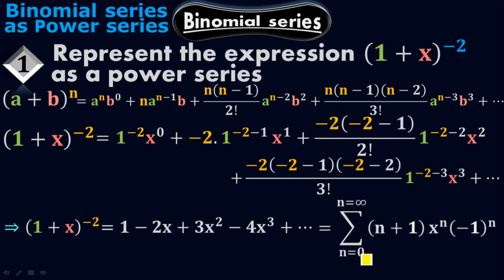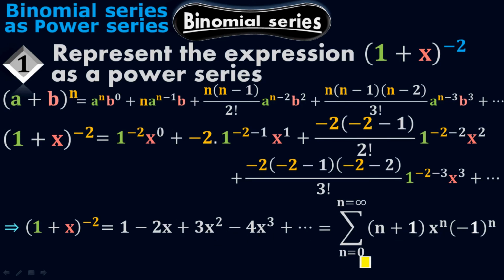At n equals 2, just plug in n equals 2 here, 2 here, and 2 here. 2 plus 1 is 3. x to the 2 is x squared. Negative 1 to the 2, which is even, 2 is even, will be positive. It equals positive 1. So positive 1 times x squared is x squared, and then times 3 will be positive 3x squared.